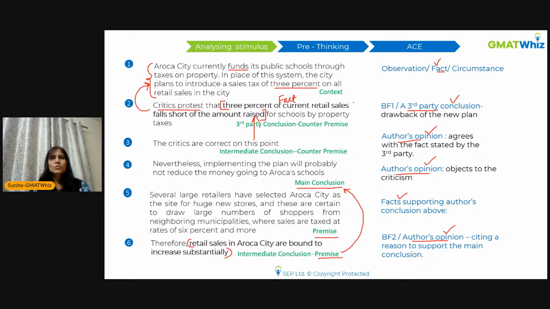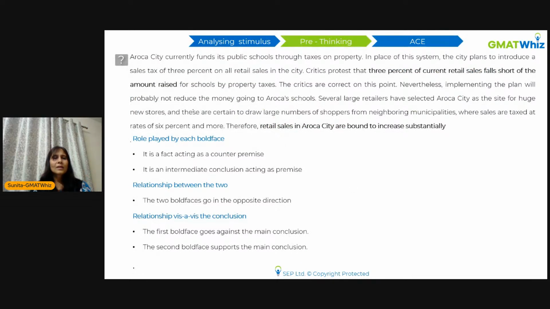And these two statements here are functioning as the counter premise because they are going against the main conclusion. So when we are pre-thinking, what we are given to understand is the first boldface is acting as a counter premise, and the second boldface is acting as the premise. The two are going in the opposite direction. One is against the main conclusion, the other is in favor of the main conclusion. And what is the main conclusion? This statement here is the main conclusion. So this is the pre-thinking.